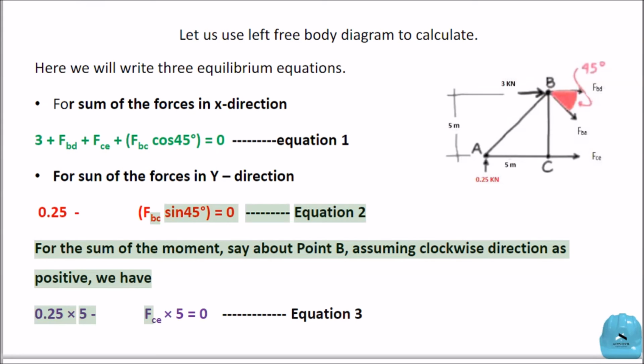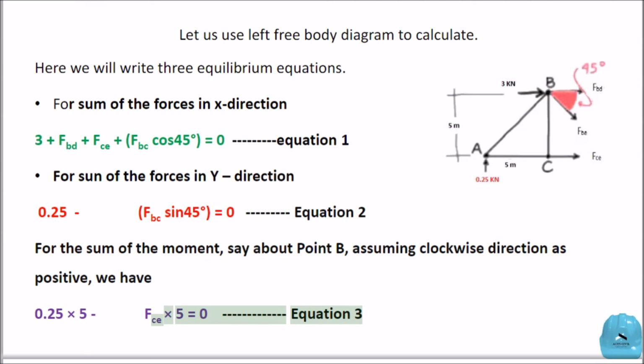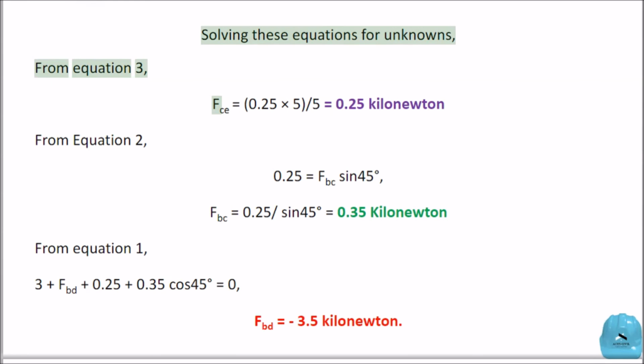Equation 2. For the sum of the moment, say about point B, assuming clockwise direction as positive, we have 0.25 times 5 minus F_CE times 5 equals 0. Equation 3. Solving these equations for unknowns, from equation 3, F_CE equals 0.25 times 5 / 5 equals 0.25 kilonewton.